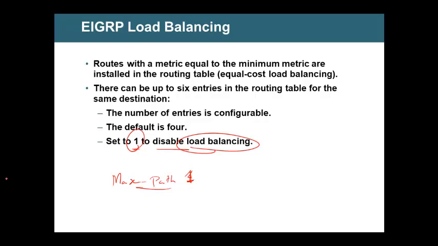Whenever we have multiple paths with same cost, up to 4 paths will be used by EIGRP. But if you don't like it, you can set max path 1. Or if you want more than 4, then you can set max path equal to, let's say, 10 or 32. Up to 32 you can. I've also seen some Nexus supports up to 64. Yeah, 64.